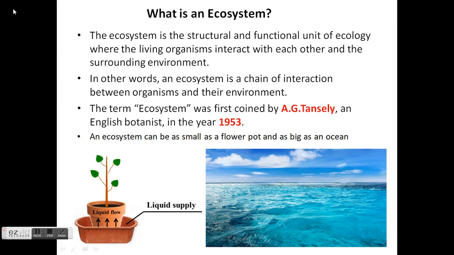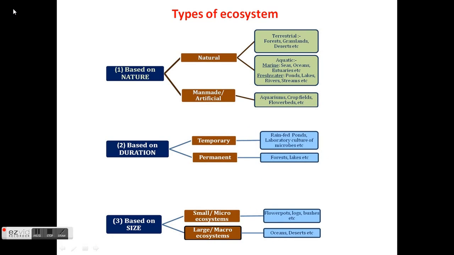So an ecosystem can be as small as a flower pot and it can be as big as an ocean, because oceans are the largest ecosystems of the earth. They support millions and millions of biodiversity.